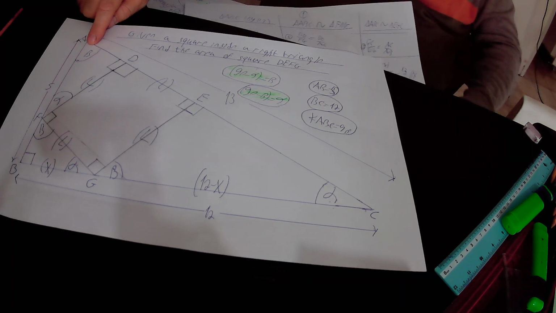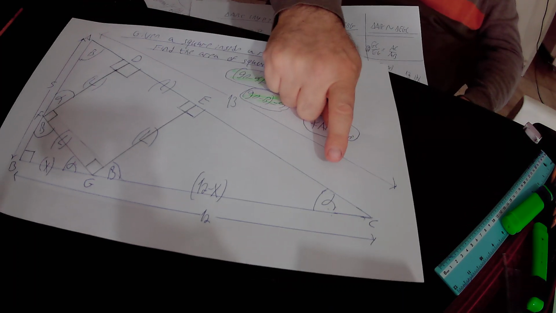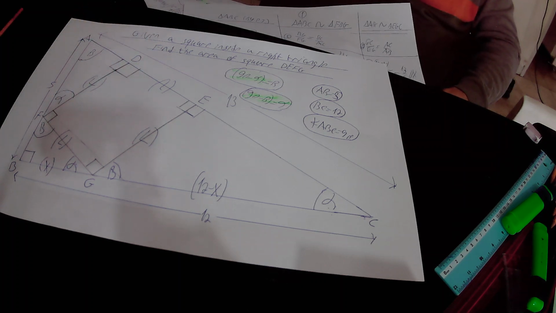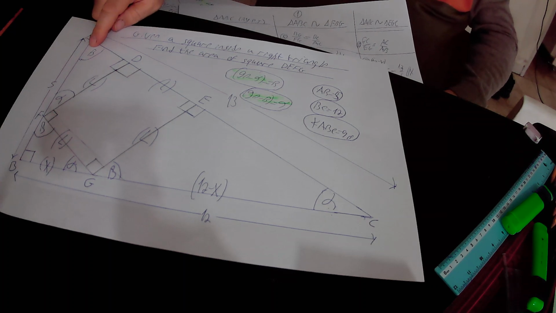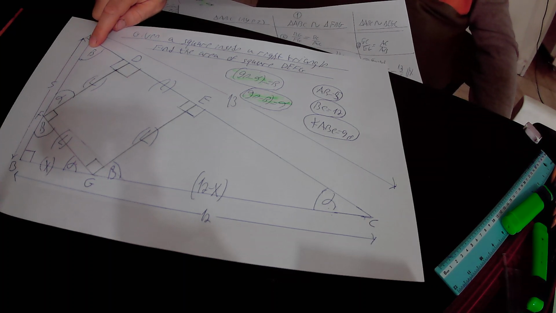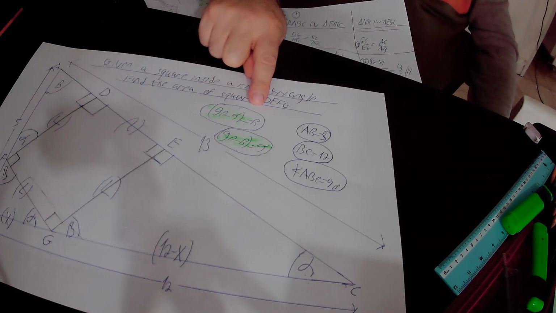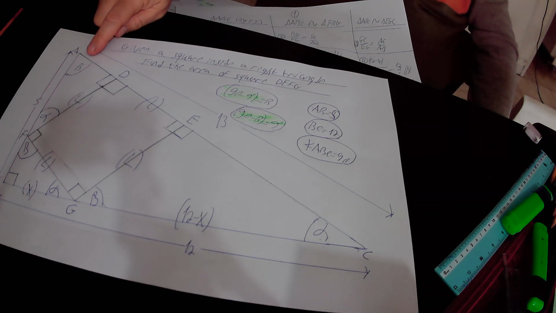Because 90 degrees minus alpha plus alpha is 90 degrees, and 90 degrees plus 90 degrees is equal to 180 degrees, that is the sum of the angles in any triangle. So the missing angle here must be equal to 90 degrees minus alpha. But we defined 90 degrees minus alpha as beta, and therefore the missing angle here equals beta.